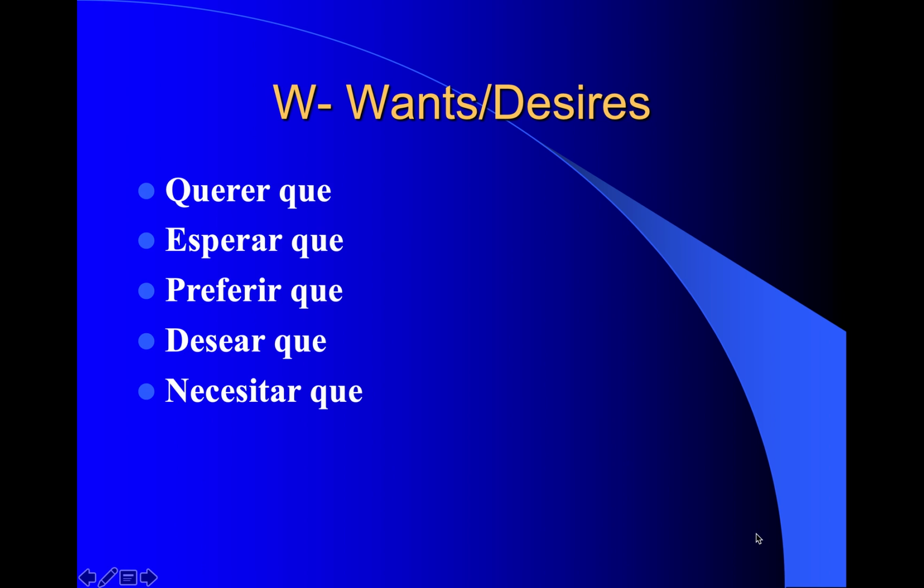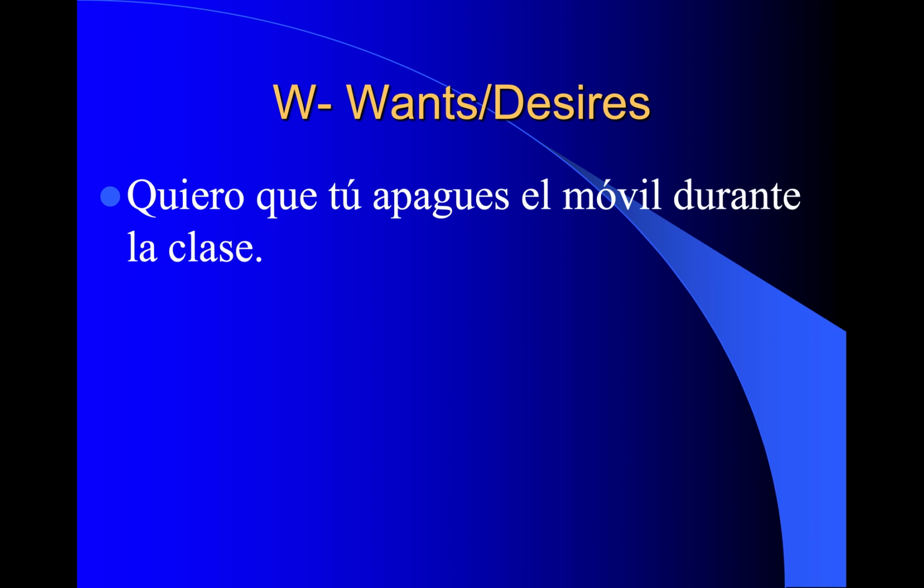So querer que, esperar que, preferir que, desear que, necesitar que. To want, to hope, to prefer, to desire, to need. So por ejemplo, quiero que tú apagues el móvil durante la clase. I want that you turn off the phone during class. It's subjunctive because quiero que is one of our expressions of want and desire. We have the que, and notice our verb is in the present subjunctive. Instead of apagas, it's apagues. The W is for wants and desires.